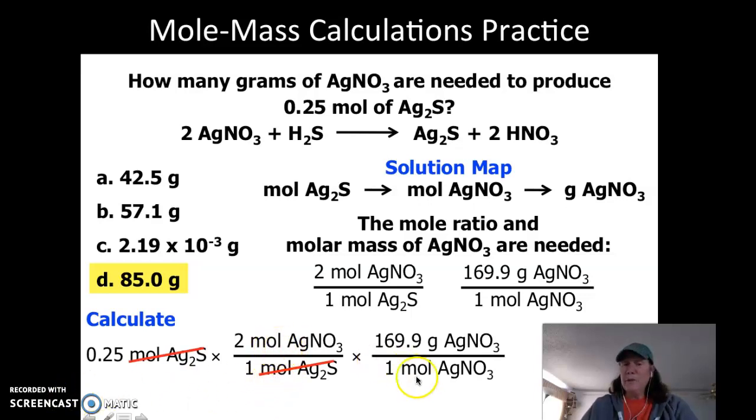Anyway, now I got rid of moles of silver nitrate and I have grams, and that's what my question is. So I had to add a step here, okay? So to solve this, I'm going to go 0.25 times 2 times 170. And there's where you get your 85 from, okay?